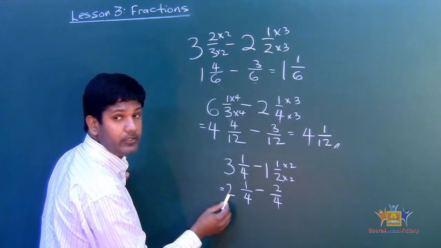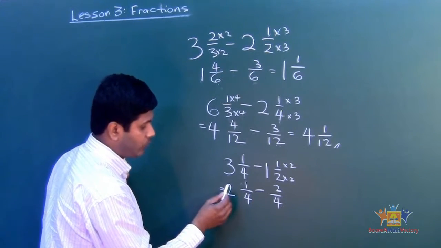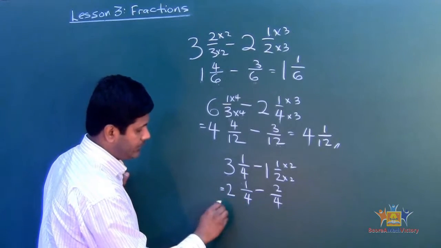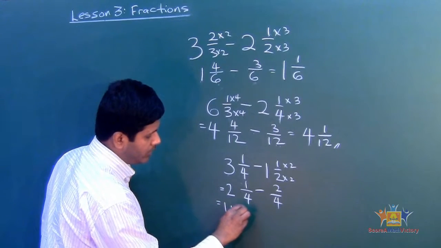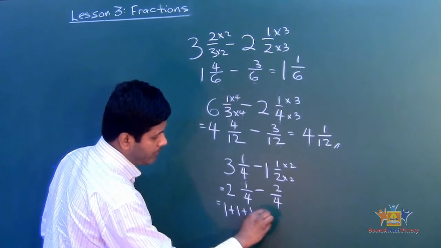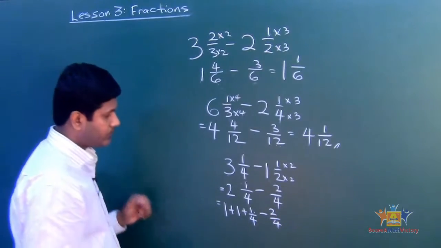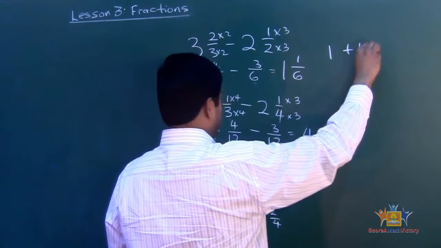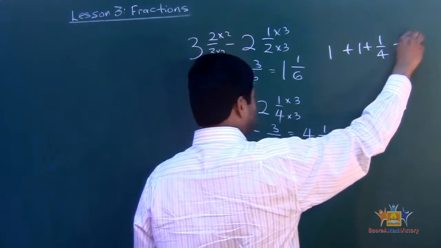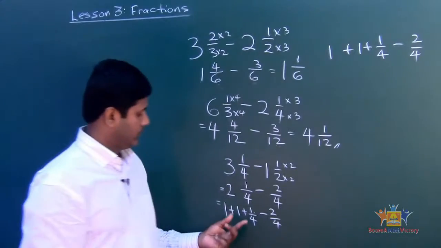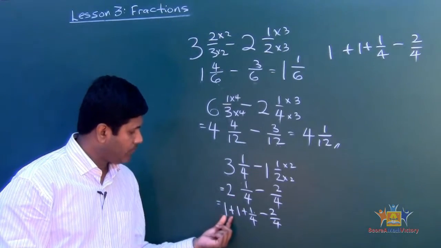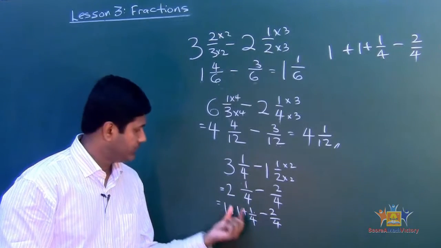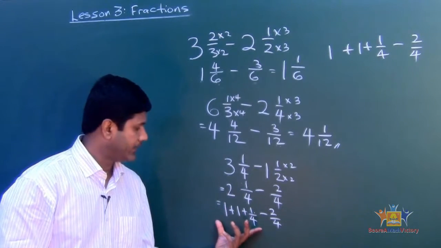I have to borrow from this 2. That means I take 1 out of the 2 and make that into a fraction. So that means 1 plus 1 plus 1 over 4 minus 2 over 4. Okay, so let me rewrite that here. 1 plus 1 plus 1 over 4 minus 2 over 4. Do you see that? I broke this 2 into 1 plus 1 plus 1 over 4, which is the same as that. I just break them into parts like that.